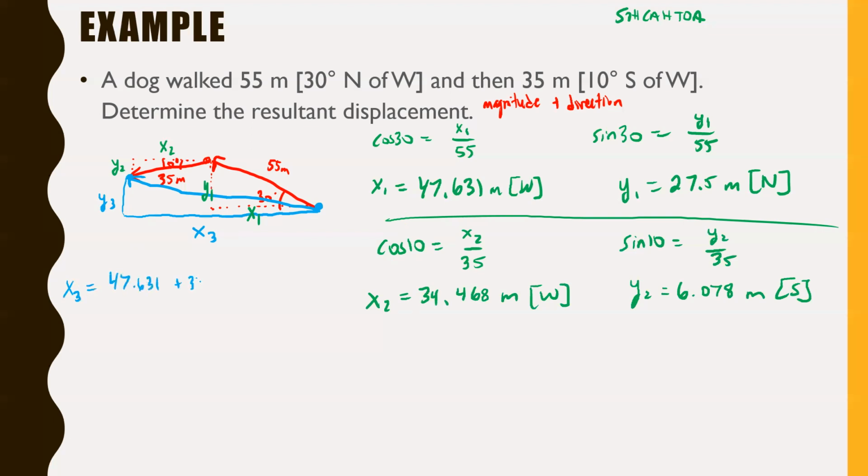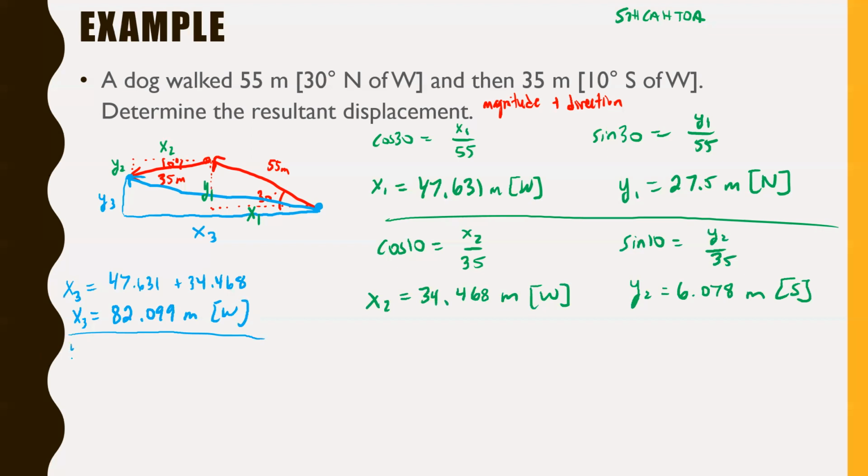47.631 plus 34.468. And this is going to give me X3 equals, give me a second here, 47.631 plus 34.468. This is going to give me 82.099 meters west.